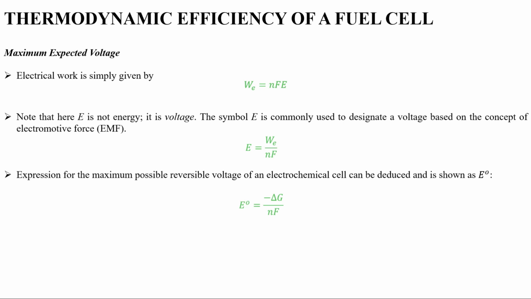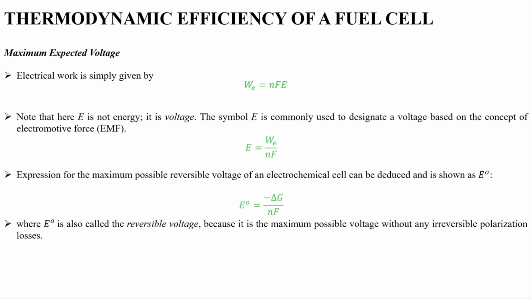And due to maximum possible reversible work, we have maximum possible reversible voltage represented by E naught, and it will be nothing but minus delta G over nF. This will be the maximum possible reversible voltage, the maximum possible voltage that can be extracted from a fuel cell, where E naught is called the reversible voltage because it is the maximum possible voltage without any irreversible polarization losses. This is the maximum possible voltage from a fuel cell without any irreversibilities in a system.